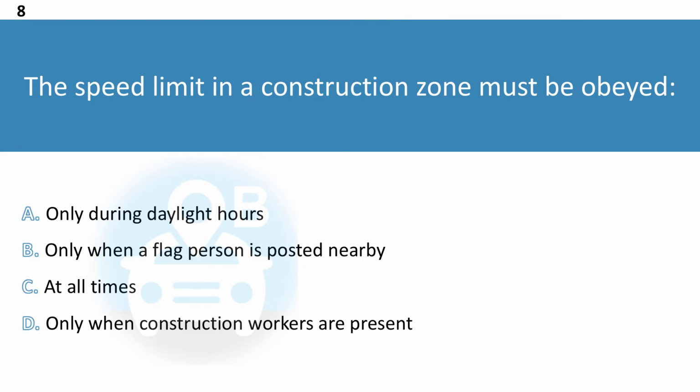The speed limit in a construction zone must be obeyed: A. Only during daylight hours. B. Only when a flag person is posted nearby. C. At all times. D. Only when construction workers are present.